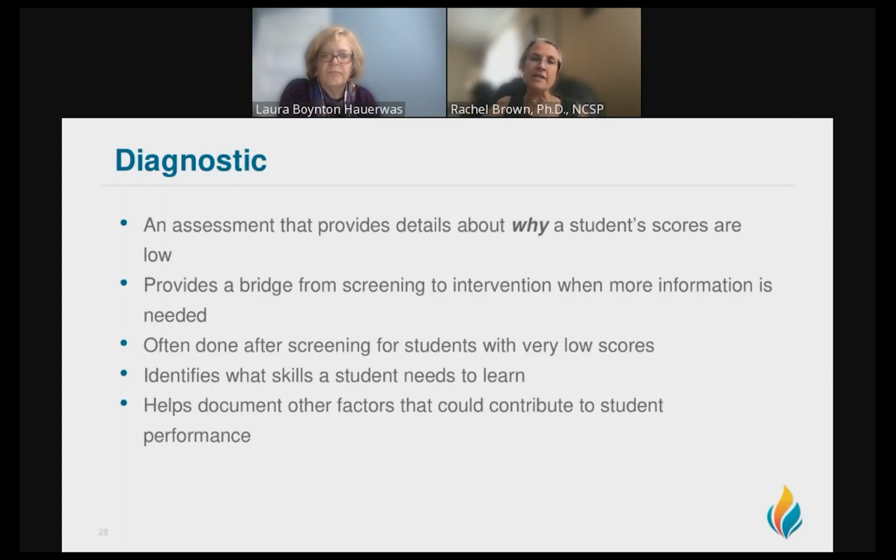Effective instruction needs to build on what the student can do. And so these types of diagnostic assessments are going to be able to provide more details about where the student's gaps are, what they do know, and what kind of additional instruction the student needs in order to make effective reading progress.